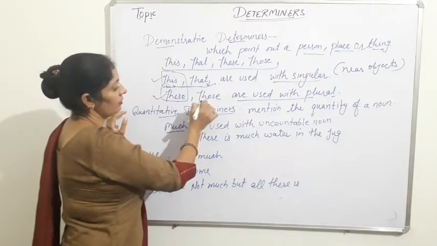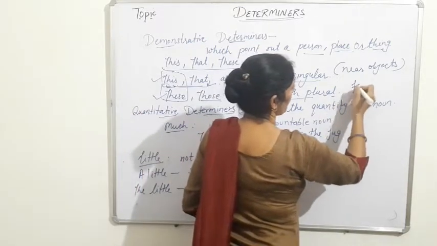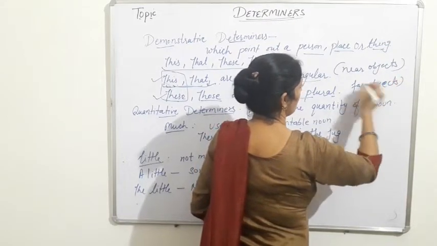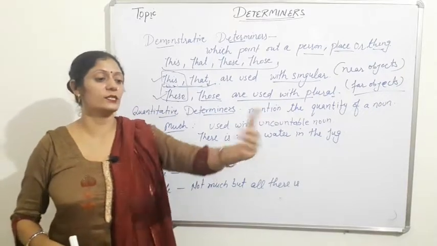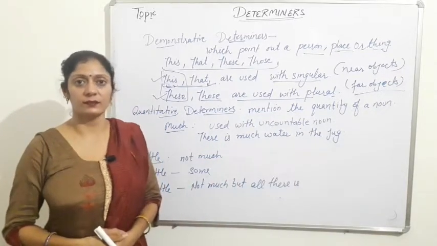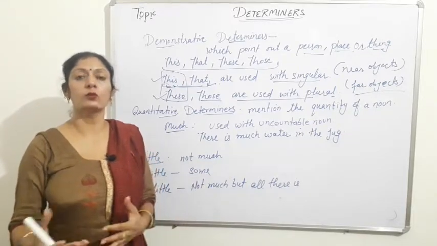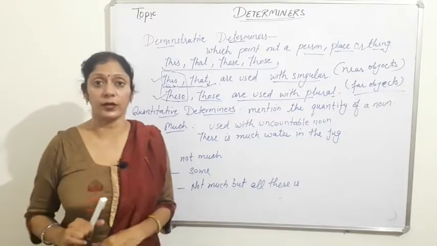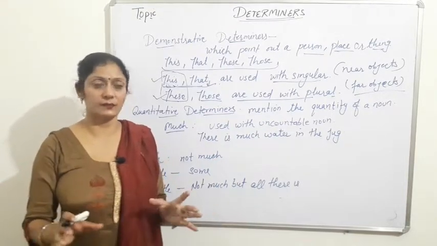Next, that and those are used for far objects. It means those objects which are at a distance. Suppose I am talking about a book which is lying at a distance, then I say that is a book. And suppose there are more than 2 books, I say those are books. That is a ceiling fan. Those are curtains. Okay, like this.